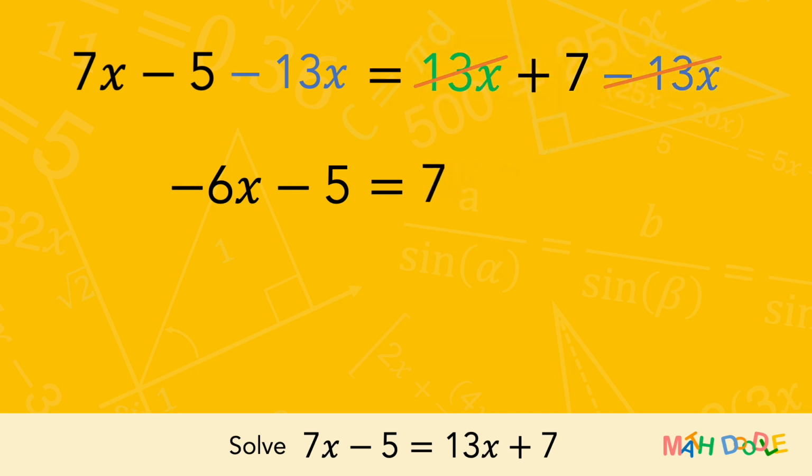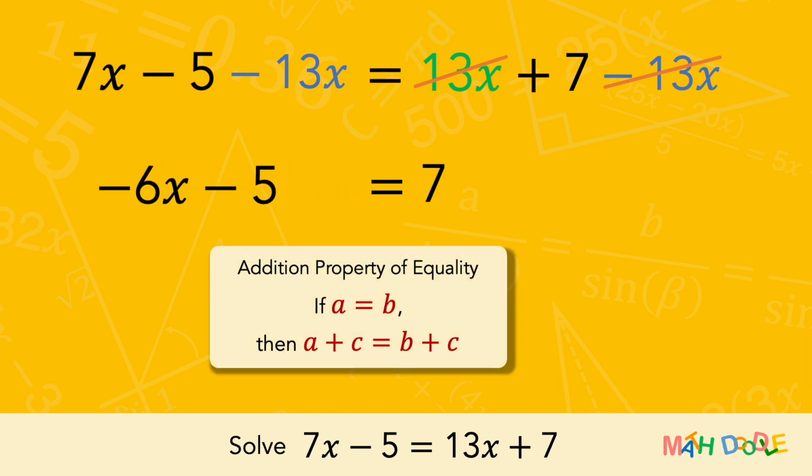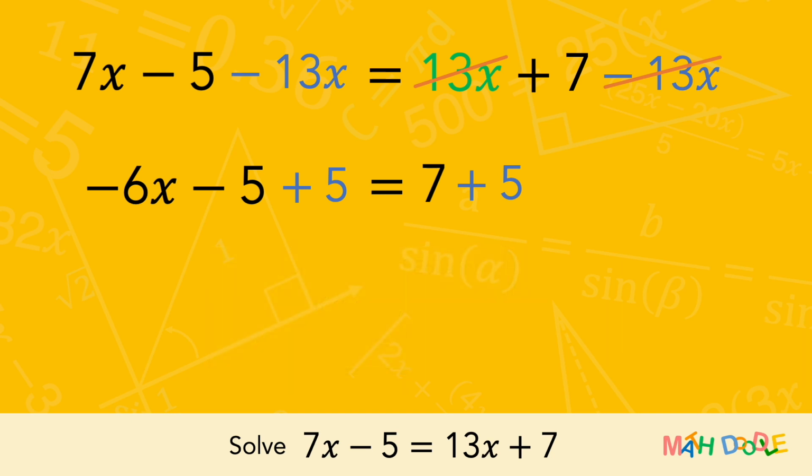Next, we are going to eliminate minus 5 on the left side of the equation. To do this, let's add 5 to both sides of the equation. After adding 5, the left side of the equation is simplified to minus 6x. Then, let's simplify the right side of the equation. 7 plus 5 is 12. We now have a new equation, minus 6x equals 12.